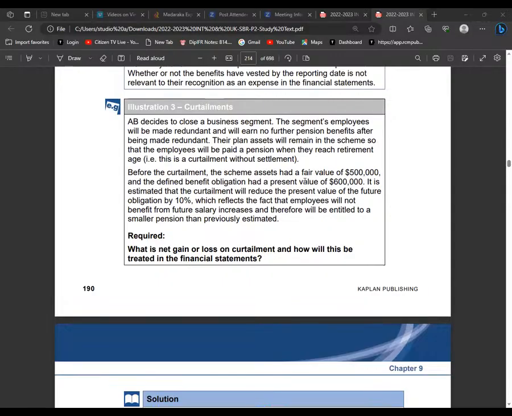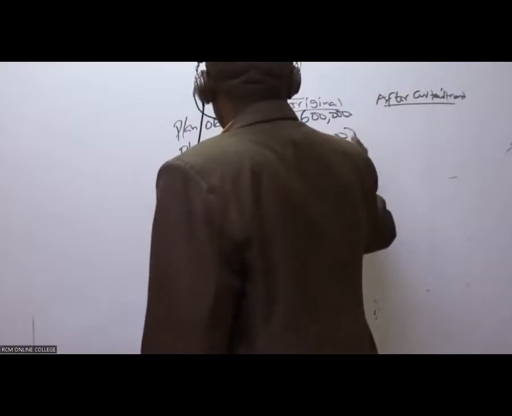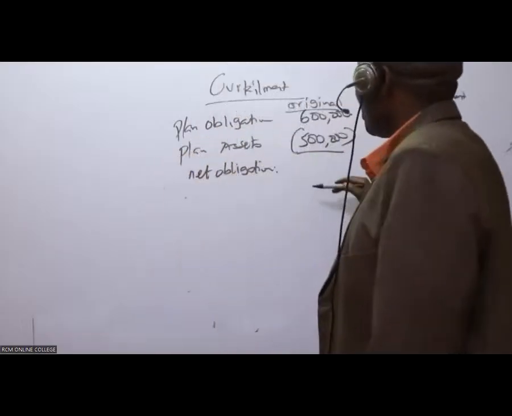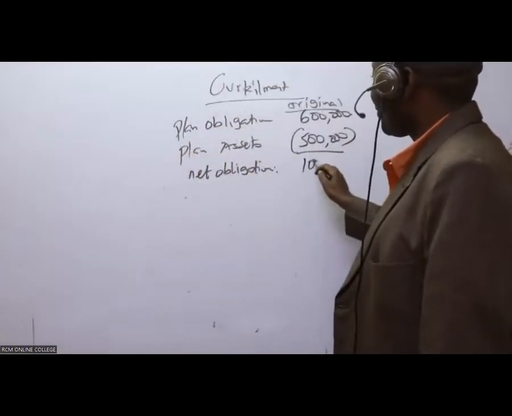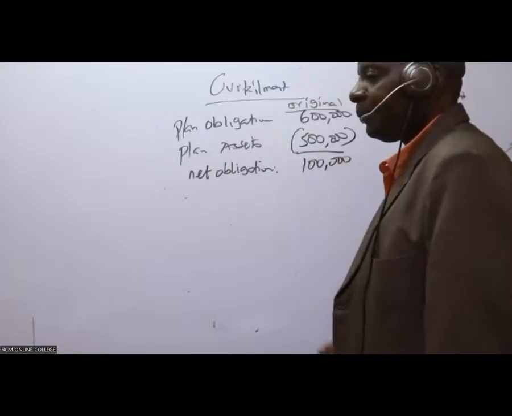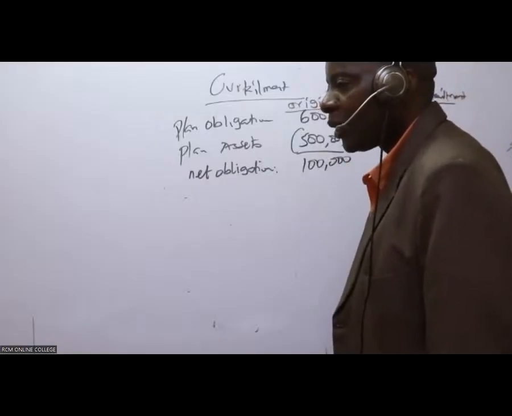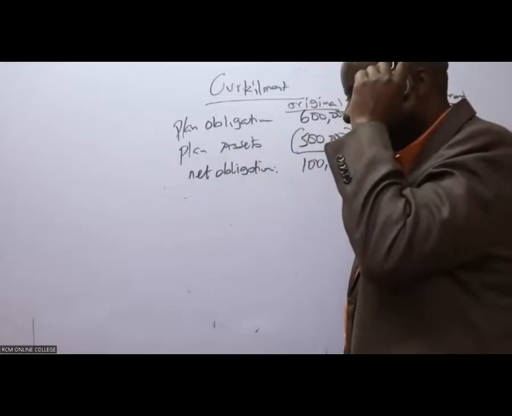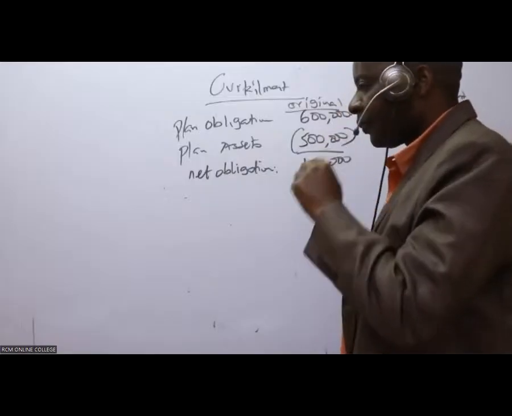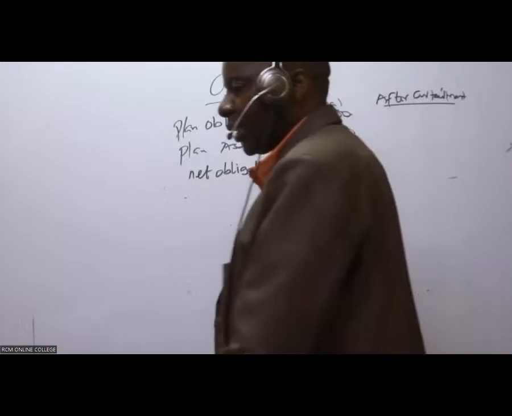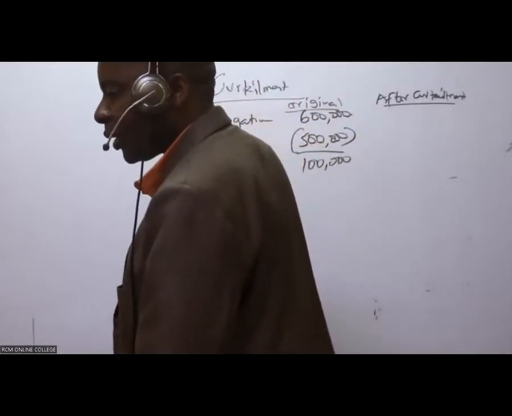So in this case, are you able to give me the net obligation? Somebody? What do we have here? 100,000, isn't it? Is that okay? 100,000. So in this case here, we have 100,000.